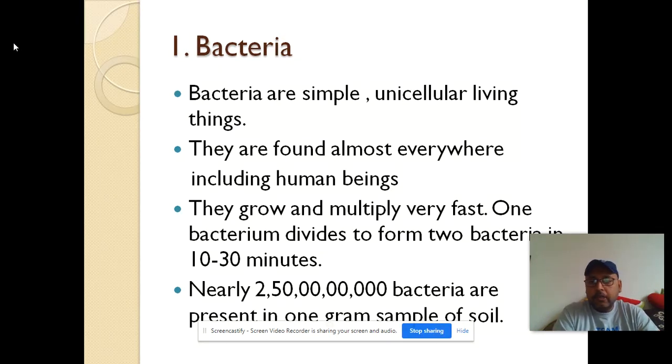But the rate of their growth is very fast. One bacterium divides to form two bacteria in 10 to 30 minutes. And just imagine, 25 into 10 raised to the power 8 bacteria are present in 1 gram sample of soil. So you can imagine how small the size of bacteria must be.